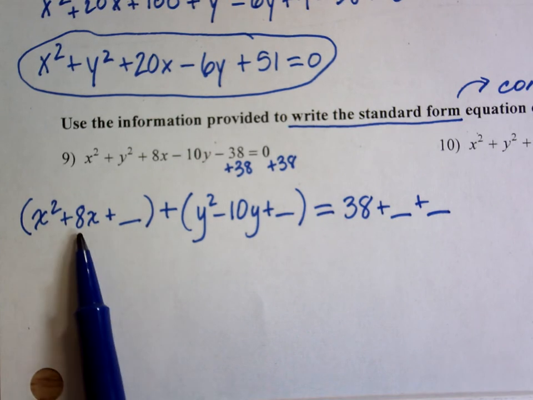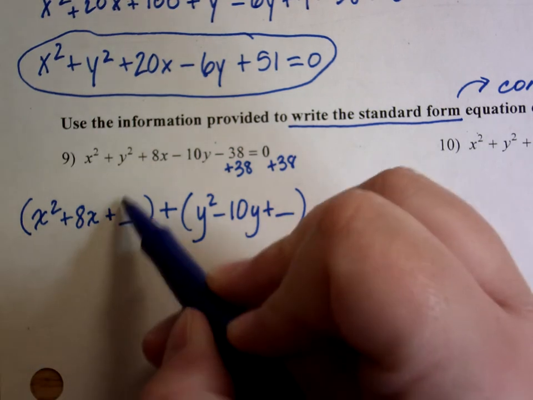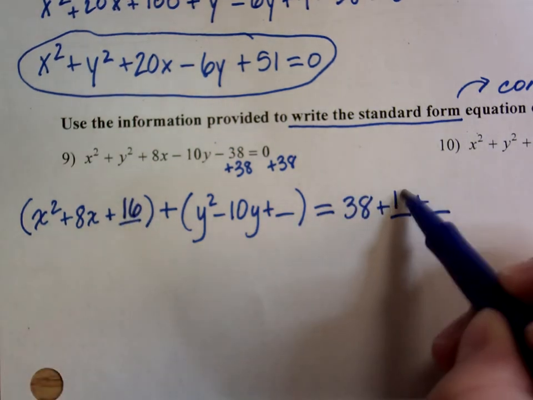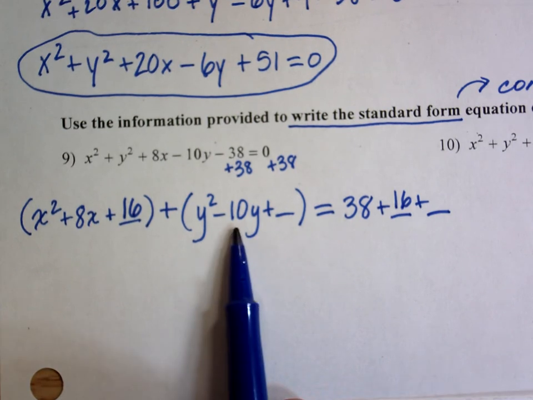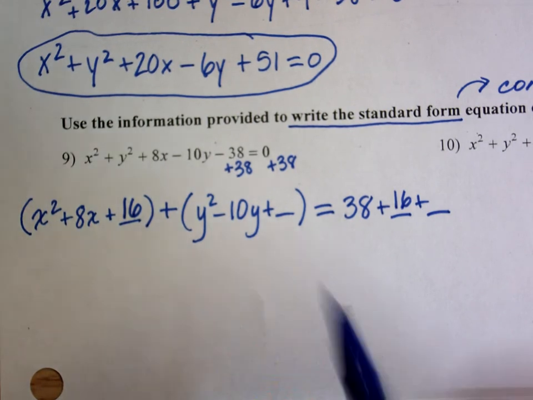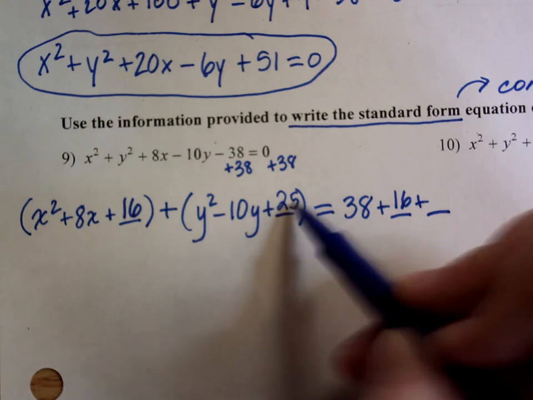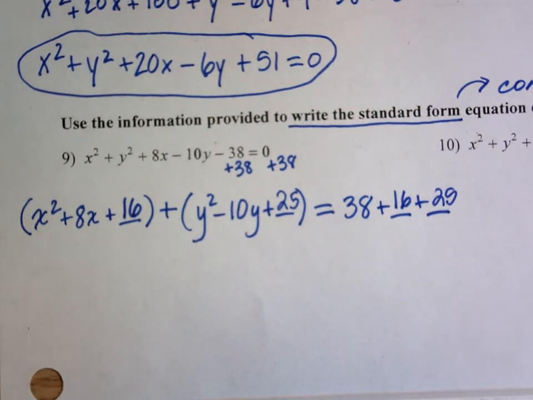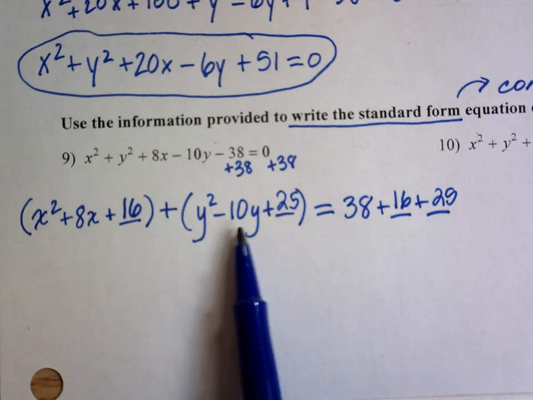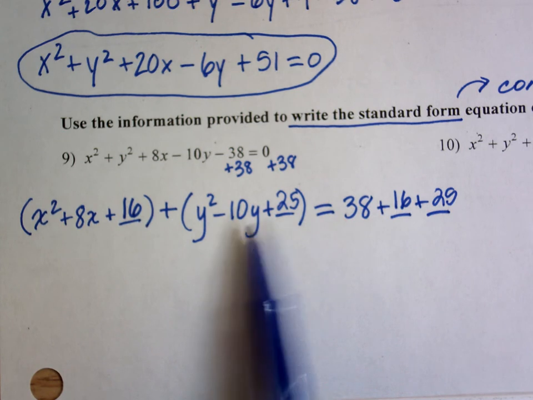Okay, so now I need to figure out what goes in the blank. Half of 8 is 4. 4 squared is 16. Right here, half of negative 10 is negative 5. Negative 5 squared is 25. Remember, you will never ever be subtracting from both sides. You're always adding to both sides, because when I take half of this and I get negative 5, you're squaring that whole number. Negative 5 times negative 5 is positive 25.